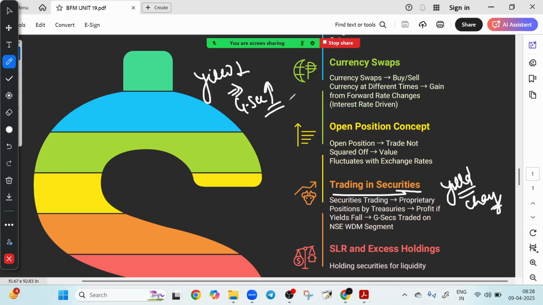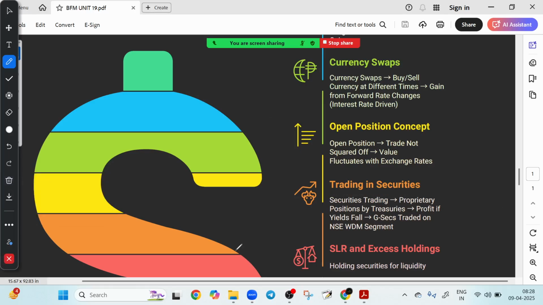This is how banks make gain, especially in the NSE wholesale debt market. That is called trading in security, right? So whenever treasury trades security, it is often to profit from the yield chain. When yield decreases, government security price increases, and this is how the bank gains, right?